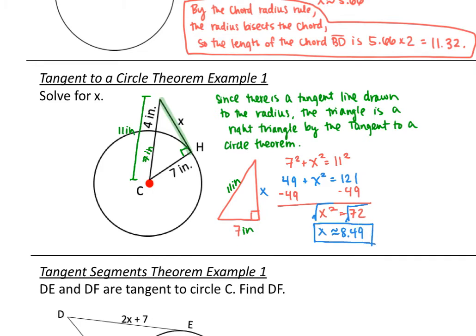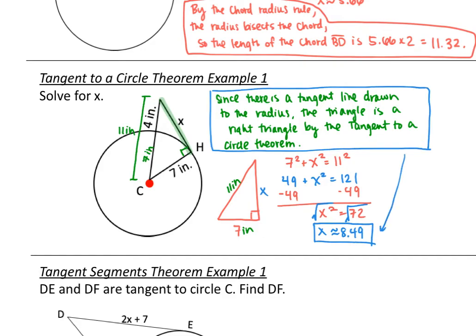In terms of my answer, I do want a little bit of an explanation here to show that it is a right triangle, and then you can just show the work to have the final answer here.